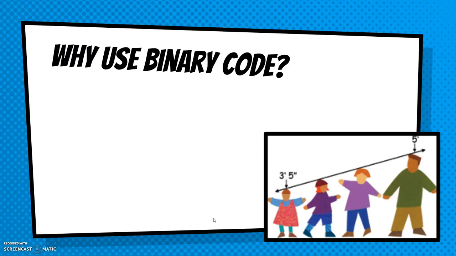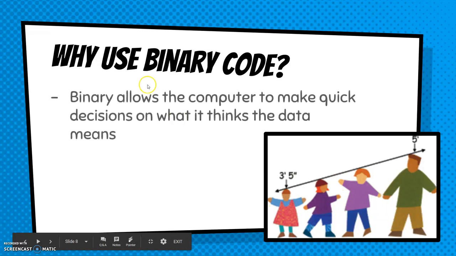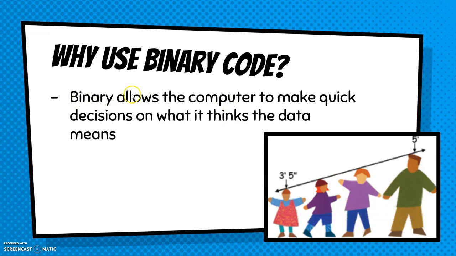Now in binary code, there are many reasons why we use this. Imagine lining a group of people up and asking them how tall they are. They might say, this person's tall and this person's not. Well, if we added a group of basketball players, that question may change. If we added a group of third graders, that question may change. So binary code allows the computer to make decisions quickly by saying, this is tall, this is short. So binary allows the computer to make quick decisions with ones and zeros.